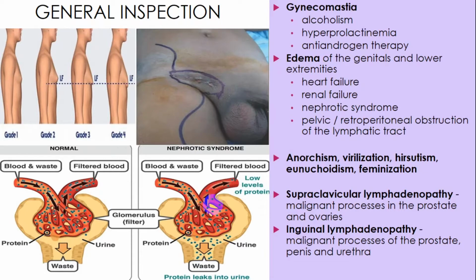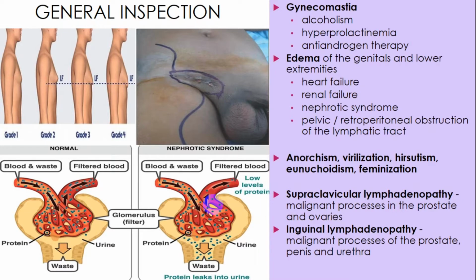General inspection is a process of seeing some changes in the human organism, and it's a sign of some problems. For example, if a doctor sees gynecomastia, we can think about alcoholism, hyperprolactinemia, androgen therapy, etc.